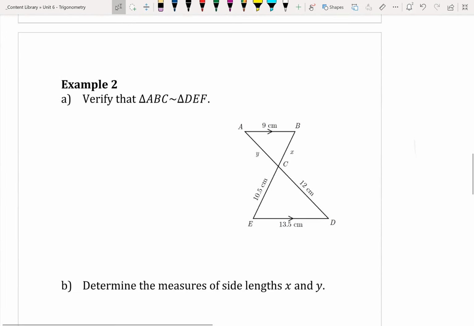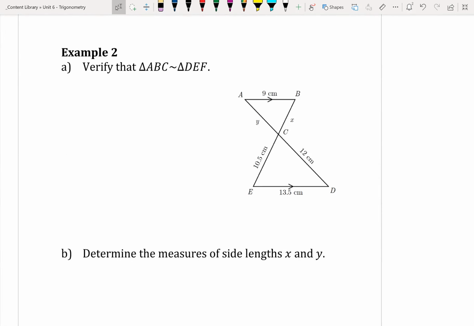So let's look at another example. In example 2, we want to verify or prove that these two triangles are, again, the squiggly line means that they're similar. Looking at these, we don't have a lot of information. We do have one pair of sides, so we could find the ratio there, but we don't have enough to prove that the other ratios are the same. We can assume they are, but we don't have enough to prove that they are similar triangles. So that means we have to focus on the angles.